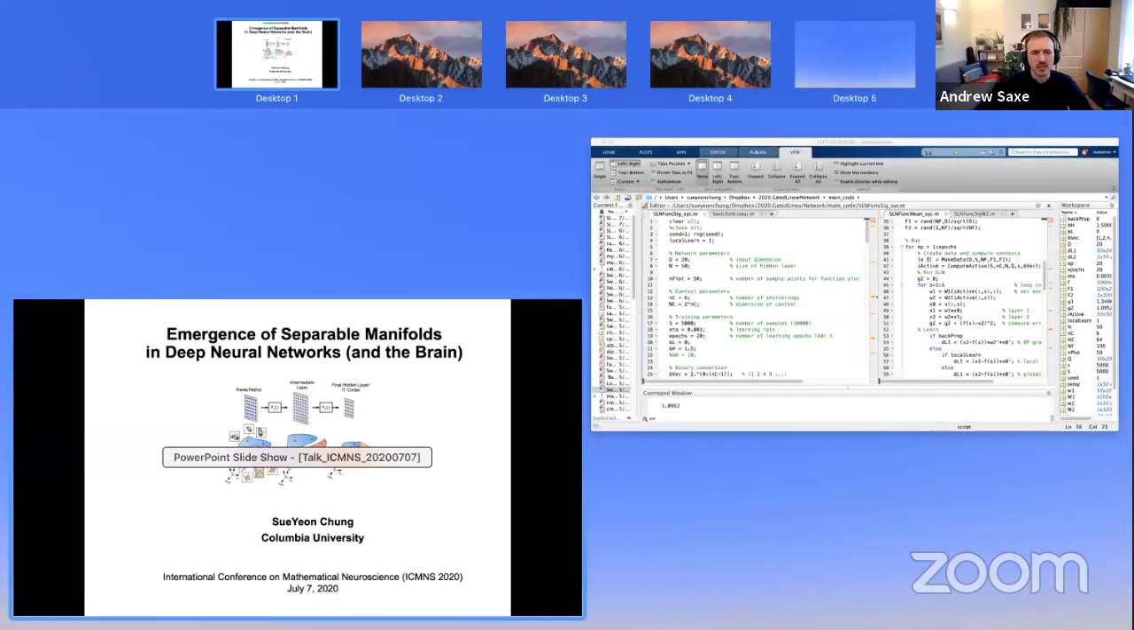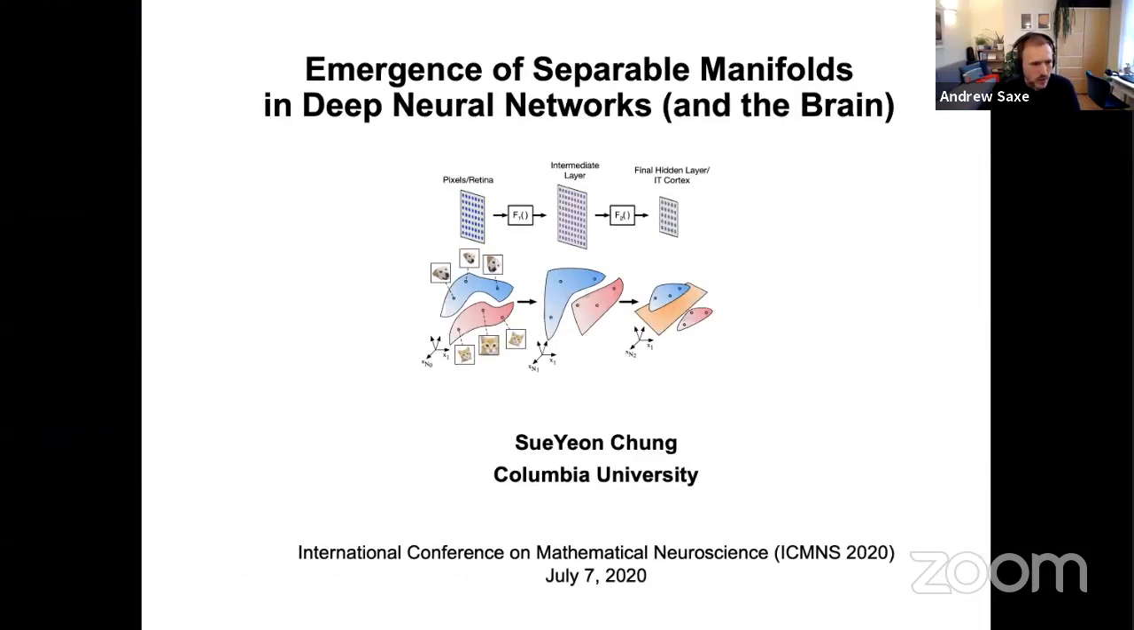Okay, well, thank you very much. So now we'll move on to our next speaker, Suyun Chung, postdoctoral researcher at Columbia University. And she'll be talking about emergence of separable manifolds in deep neural networks and the brain.